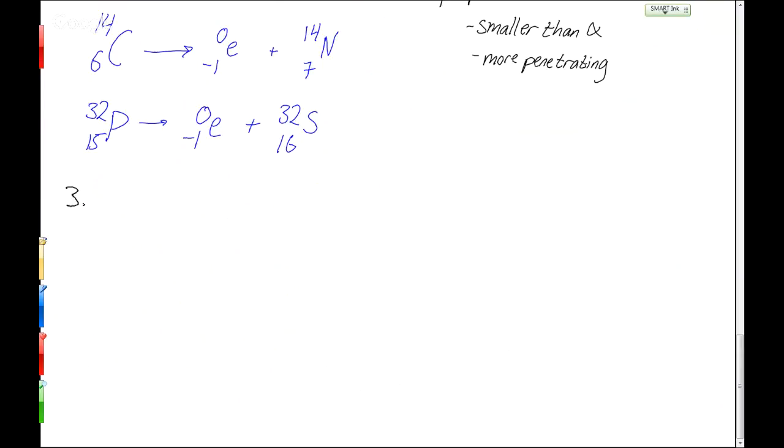And then the third one we're going to look at is called gamma decay. And in gamma decay, we don't lose any particles at all. We lose pure energy in the form of light. So no mass is lost. We're losing pure energy in the form of light, known as a gamma ray.